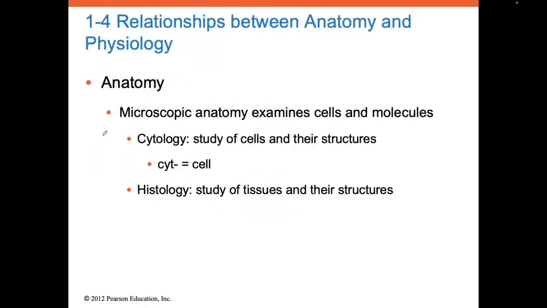When we look at anatomy a little bit further, we can examine anatomy both macroscopically, right, with the naked eye, or we can look at it microscopically, which means we can't see it with the naked eye. We need to use a microscope to see it. So we can look at cells, we can look at molecules. These are all things that you can't see with the naked human eye. We need equipment that can magnify it to see it.